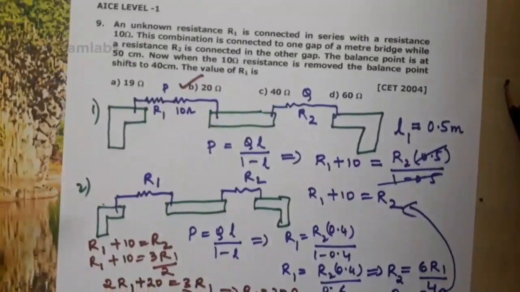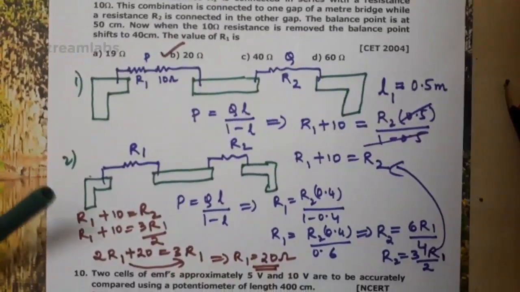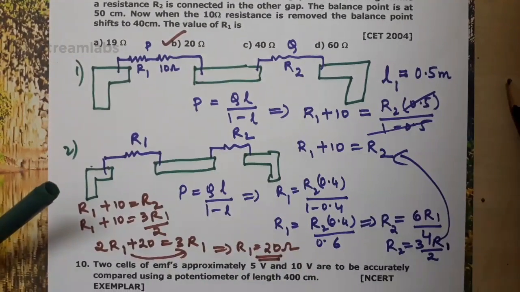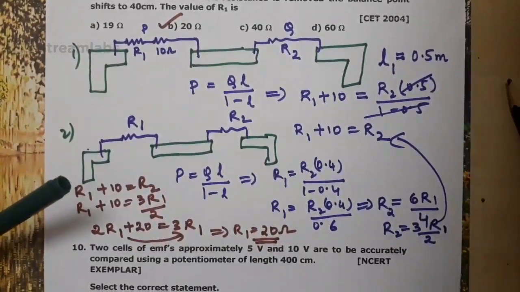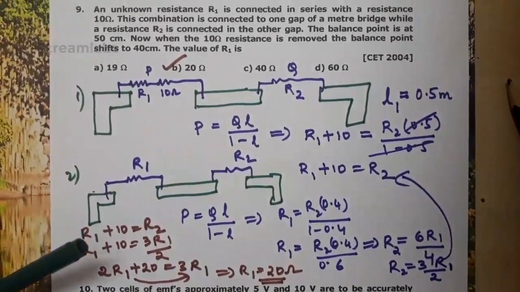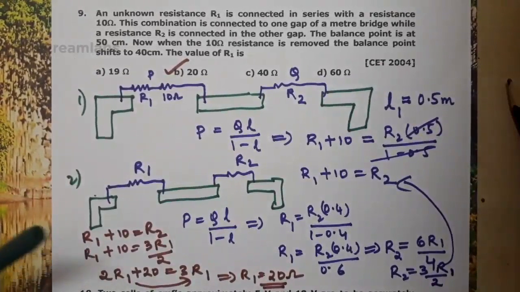I hope you followed this. Please copy the solution. There are two parts. In the first part, R1 and 10 ohm are connected in the left gap. In the second part, the 10 ohm is removed. So just look at the explanation given. Copy the solution, don't take too much time. Copy as quickly as possible.